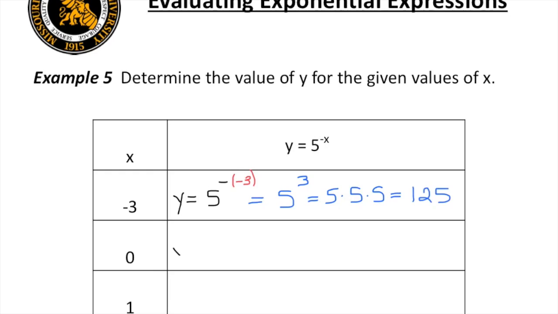Now let's evaluate when x equals 0. Replacing our x with a 0, we get 5 to the negative 0. But remember, negative 0 is just the same thing as 0, and 5 to the 0, according to our first property of exponents, is equal to 1.